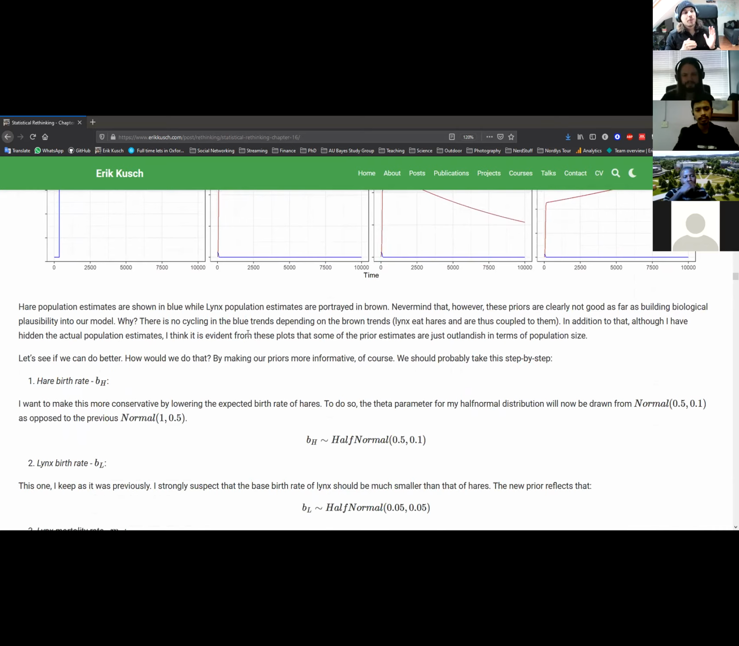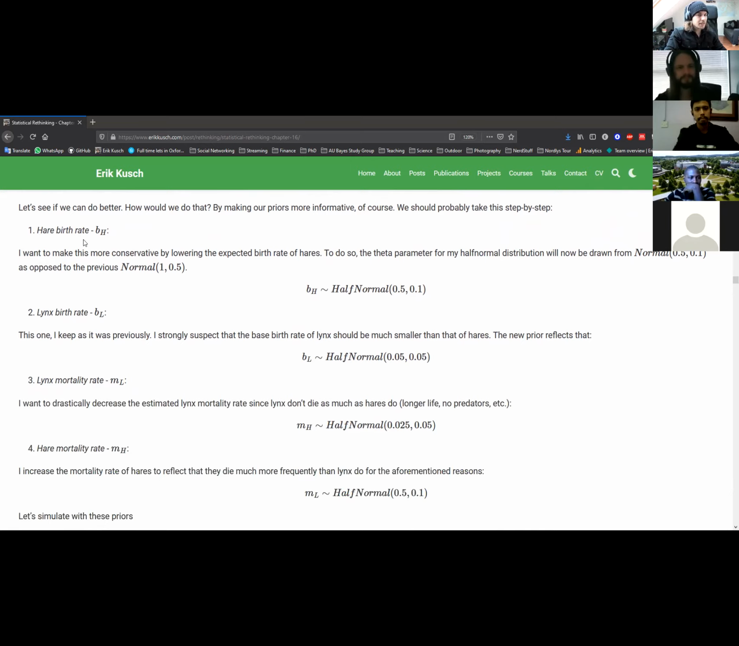So how do I propose we alter them? So what could we do better? Let's take them step by step. Let's just look at the hare birth rate, for example. The hare birth rate, BH. I personally just wanted to make this a bit smaller and a bit more conservative about being small. So I reduced the median amount of hares that get birthed every year, but I made that median more fixed. I thought that hare birth rate was potentially being overestimated by our priors.